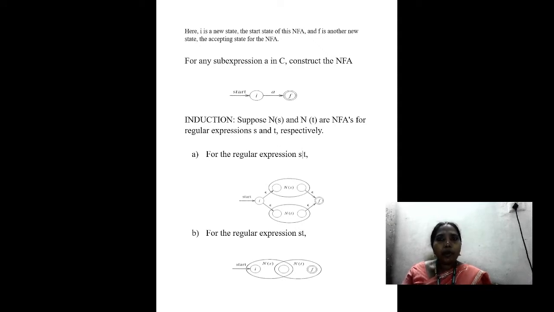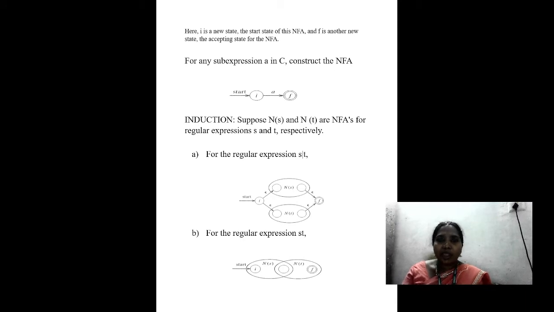Suppose N(s) and N(t) are the NFAs for the regular expressions s and t respectively. We assume that there are two regular expressions s and t, and the operator between them is r, the union operator. That means I can either go to s or go to t. So I start with the initial state I. Using epsilon transitions, I can go to either N(s) or N(t). Now I should reach the final state. So at the end, I have the epsilon transition from N(s) as well as N(t), and I reach the final state.